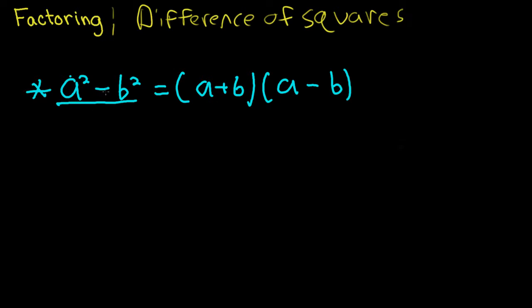a squared minus b squared. We find that this is equal to a plus b times a minus b. Indeed, if you were to FOIL and multiply these two binomials out, you would find that it was equal to a squared minus b squared.